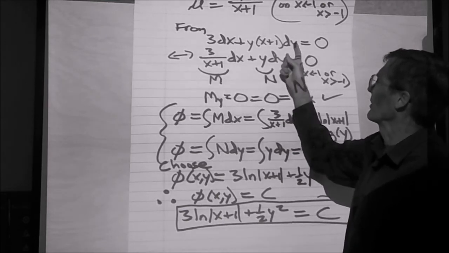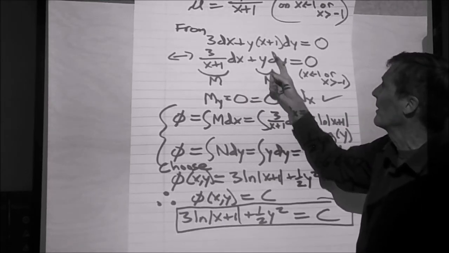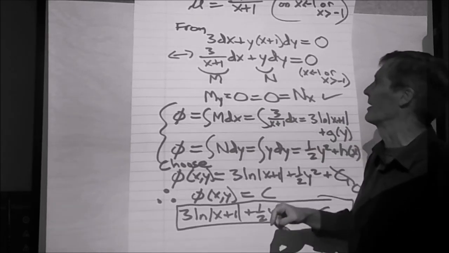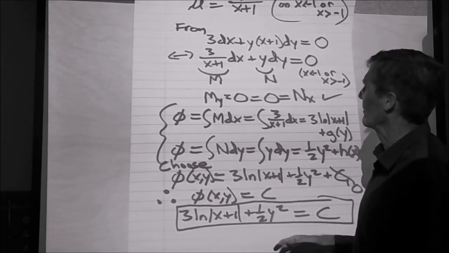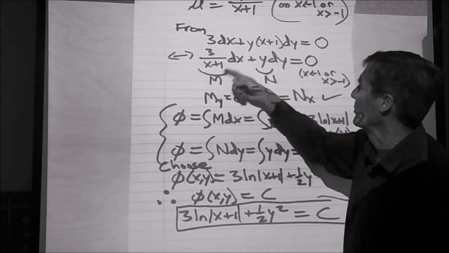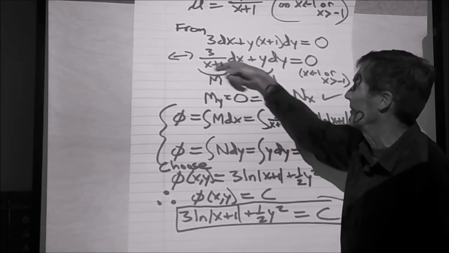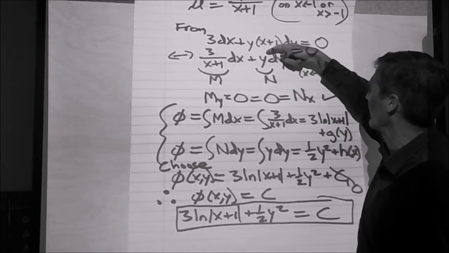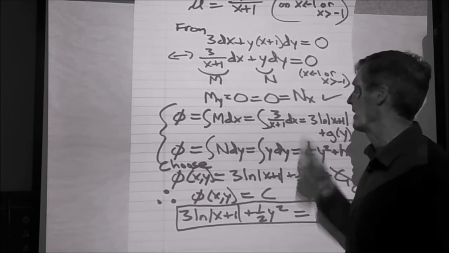I'll take the original differential equation, multiply it through by 1 over x plus 1, and I get this, multiplied by the integrating factor. Now it's supposed to be exact. That's the idea of the integrating factor. If I didn't blunder, it will be. Let's see if I messed up or not. This is my new M, this is my new N, and now partial of M with respect to y is nothing, because x is treated as a constant. And partial of N with respect to x is also nothing. Sure enough, it's exact, and My equals Nx.